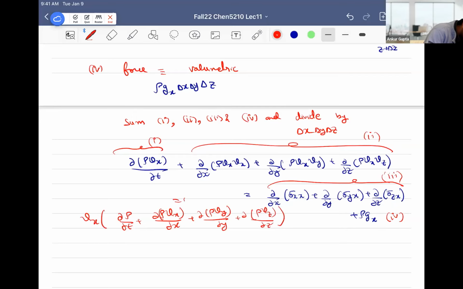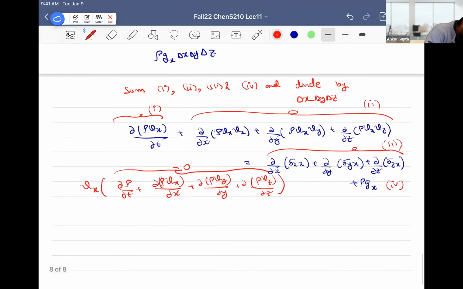And we know that this is equal to 0 because of conservation of mass. And then plus, you will get rho of del Vx by del t plus rho Vx del Vx by del x plus Vy del Vx by del y plus Vz del Vx by del z. And then these two terms remain the same.